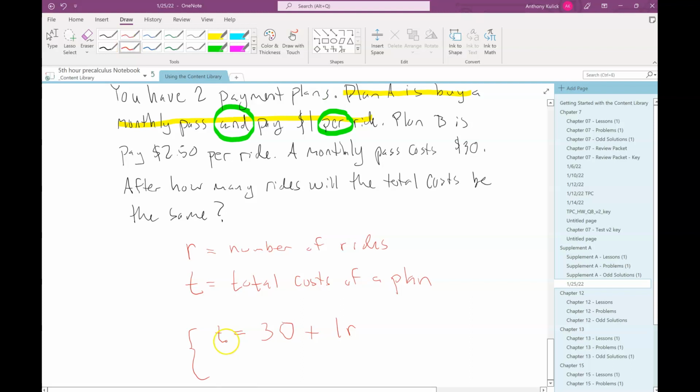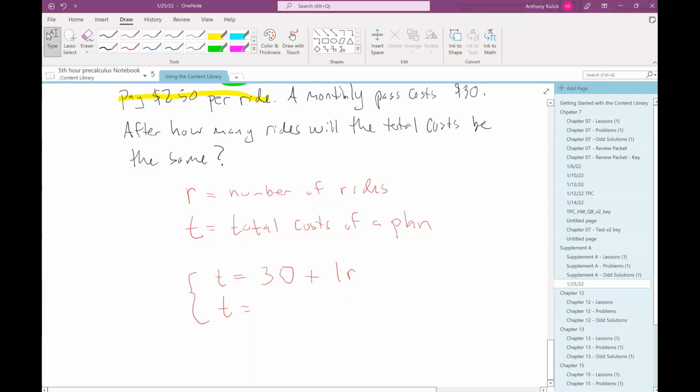Now let's write the equation for plan B. Plan B says we're going to pay $2.50 per ride. So what do I write here for the total cost for plan B? Yeah. I'm going to drop the 0 at the end of the 2.50 because we don't care. Alex? Sure. Okay.